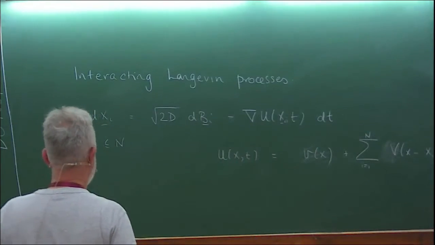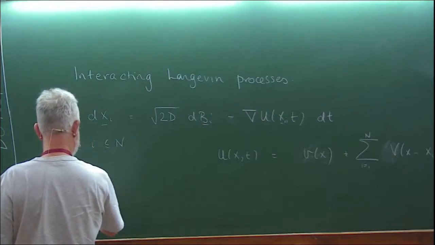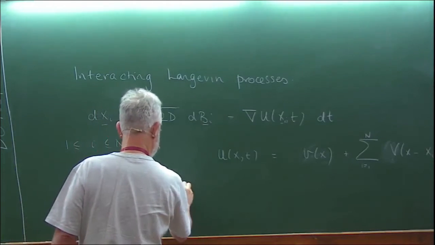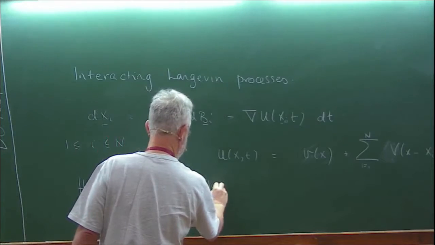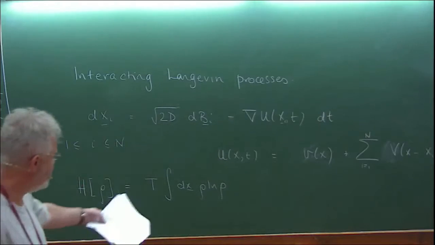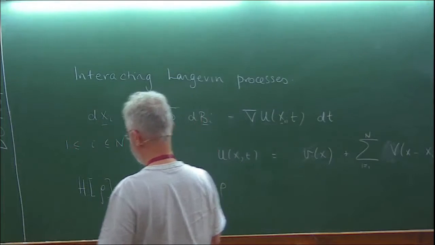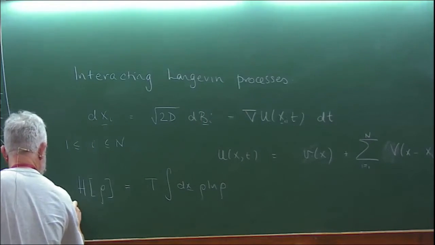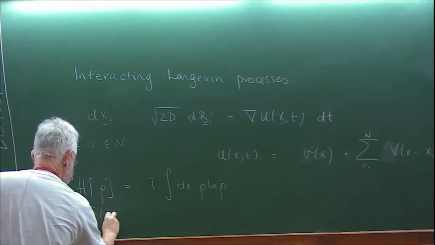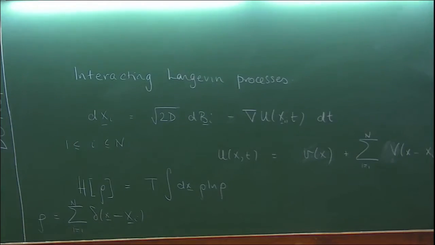After I derived the equation, I introduced a density functional H of rho, which was T times the integral over all space of rho log rho. So we were saying that this looks a bit like minus Ts, because this is the entropy of the density. Rho is actually, in the calculation we did, the density field. It was the sum i equals 1 up to n of a delta function at the point x minus x_i. So it's a delta function peak at every particle.